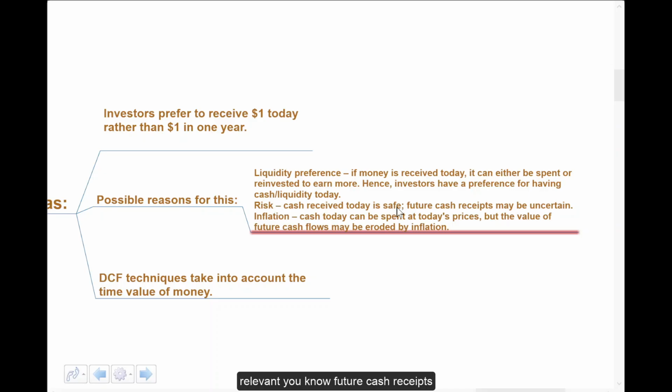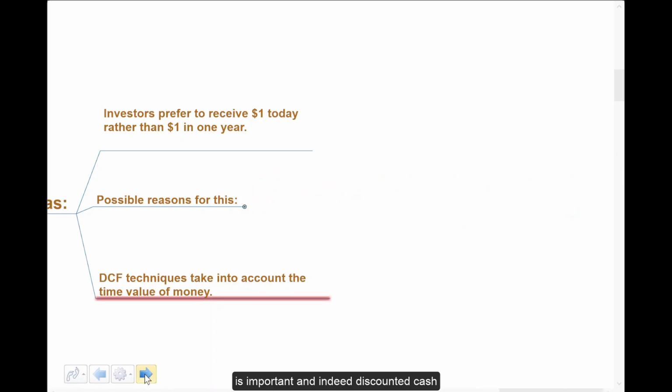Outside of that, certainly risk is relevant. Future cash receipts may be uncertain. It may well be that we think, well, we get $10,000 in 3 years, but perhaps we won't. Cash today is safe. Inflation, as just mentioned, in terms of today's prices, is certainly relevant. The value of future cash flows is certainly eroded by inflation. So this area of the time value of money is important, and indeed discounted cash flow, or DCF techniques, take into account the time value of money. And that's critical because we're getting realistic numbers.